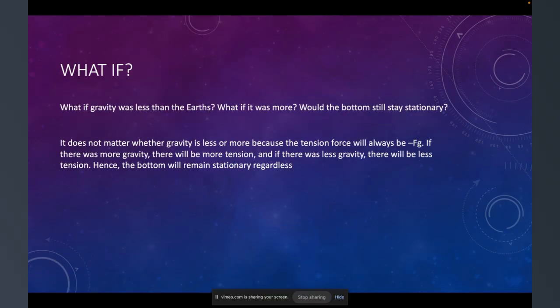So what if the gravity was less than Earth's? Or more? Would the bottom still stay stationary? It does not matter whether gravity was less or more, because the tension force will always be negative Fg, in the case that we're looking at, where we're dropping the slinky in only the positive y direction. If there's more gravity, there'll be more tension. If there's less gravity, there'll be less tension. Hence, the bottom will stay stationary regardless.